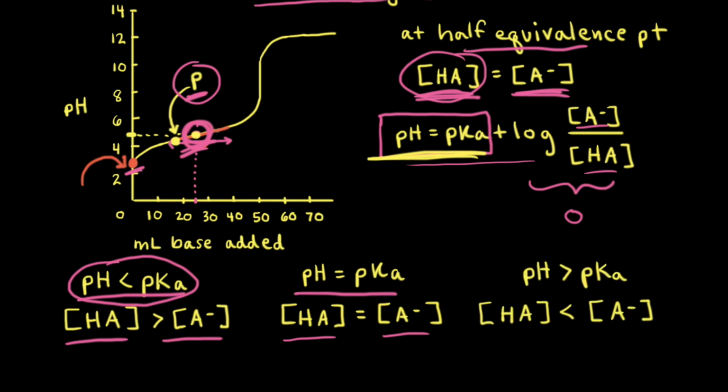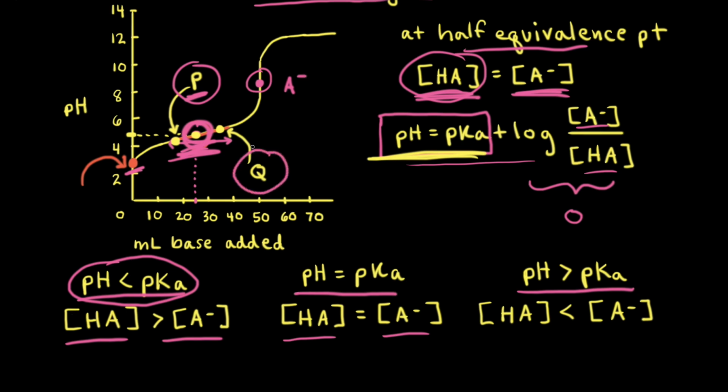Next, let's think about a point just to the right of the half equivalence point. So I'm going to call this point Q. At point Q, the pH of the solution is greater than the pKa value of the weak acid. So if we're trying to determine the relative concentrations of weak acid and conjugate base at point Q, remember that point Q is in between the half equivalence point and the equivalence point, which is right about here on our titration curve. And at the equivalence point, there's no more weak acid present. All of the weak acid has been neutralized, and only the conjugate base, A-, remains.